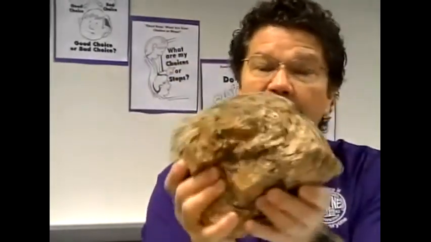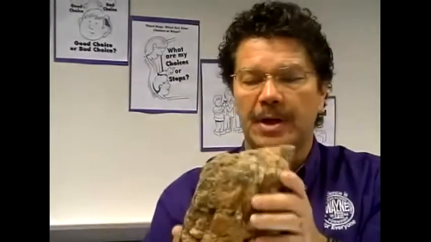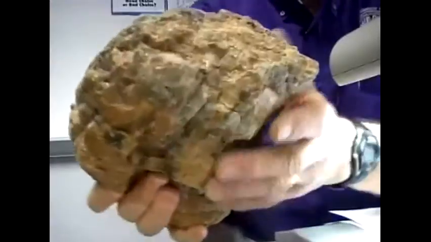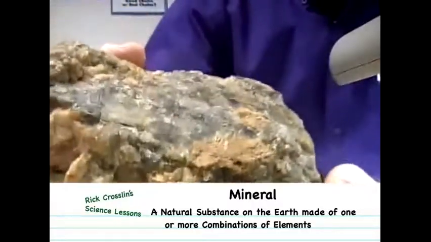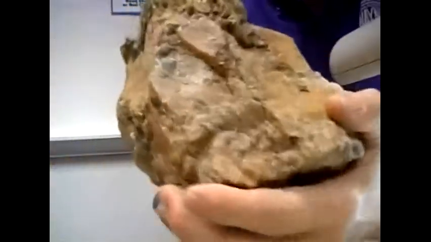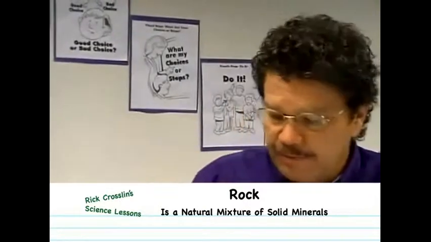And I'll tell you, I brought this rock along with me. This is a pretty big rock. When you look at a rock, you can learn a lot about it by examining its properties. And properties are the things that we can see, feel, and measure about it. If you look up close, it has different minerals in it. I see some feldspar and quartz and mica and maybe some quartzite. It has all these different minerals in it because it is a mixture. A rock is a mixture of different types of minerals.